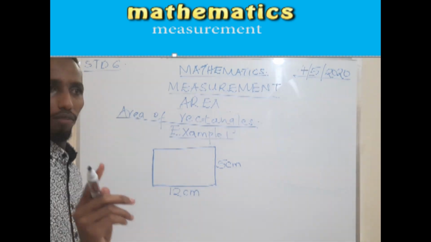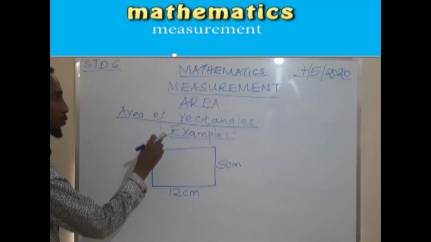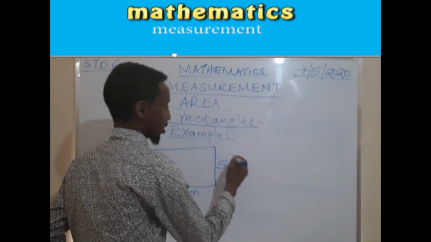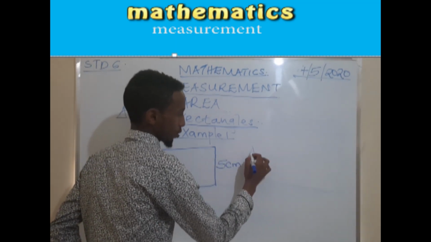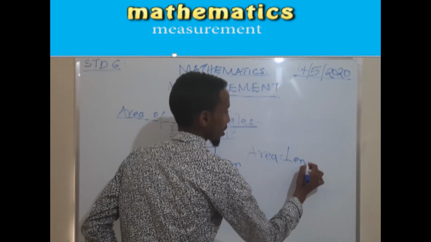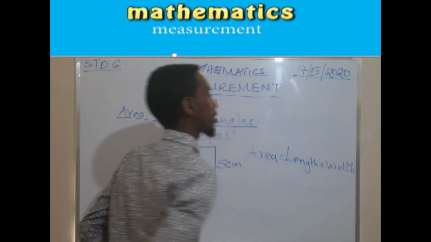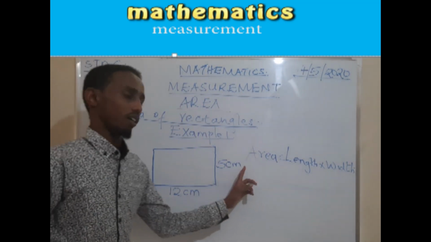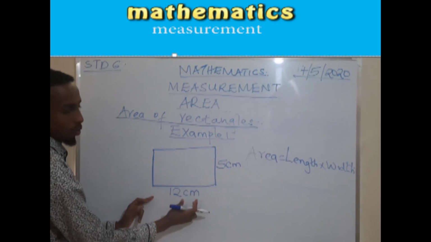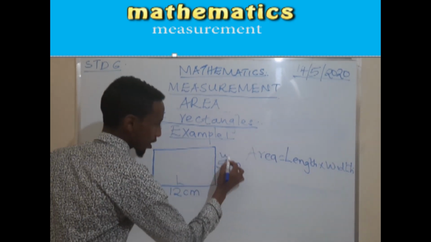Now, in every step in maths, what comes to our mind is the formula when we are dealing with area of shapes. So we say area of a rectangle is given as length times width. Area of a rectangle is given as length times width. So in our case here we have our length, which is 12 centimeters, and we have our width. Let me indicate that this is the length and this is the width.